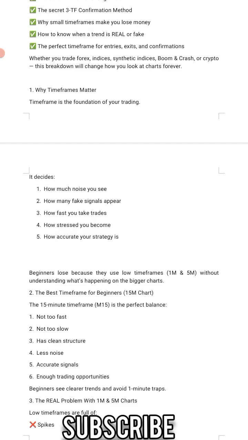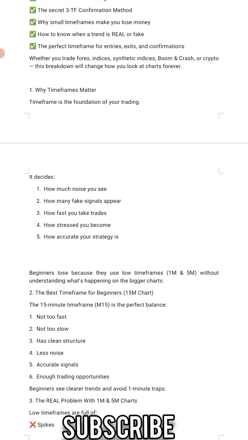Why do we look at this time frame analysis? Because how fast you take your trade is determined by the time frame that you use. How stressed you become is based on the time frame that you use. Because when you use a lower time frame, you are going to be stressed. We're talking about mental stress, not hard work.